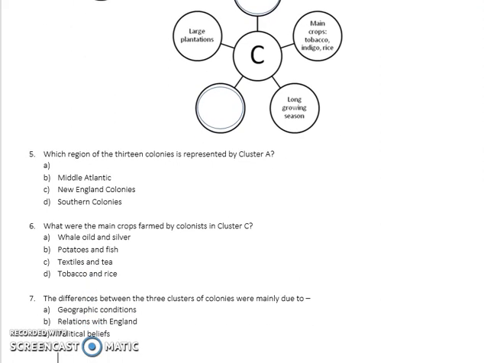Number 7. The difference between the 3 clusters of colonies were mainly due to A. Geographic conditions. B. Relations with England. Or C. Political beliefs.